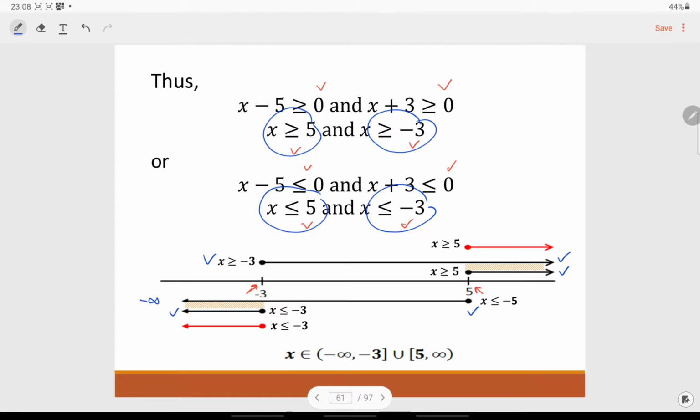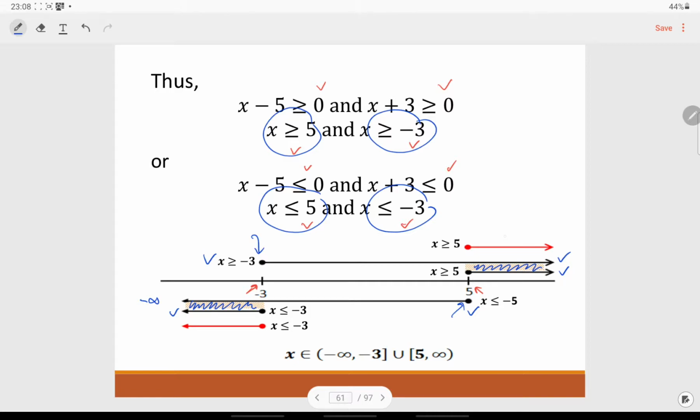Okay, and all these lines are using solid circles because we are dealing with closed intervals, less than or equal to or greater than or equal to. So you need to use this kind of circle. Now our interest is to find the area covered by both lines. We have this shaded area covered by these two lines. We also have this area covered by two lines. So we take these areas as the solution.